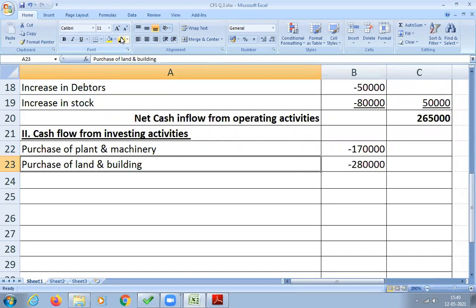Even sale also you have tried. When you are selling, you are going to get the cash. That cash comes under investing activity only. So we have sold 2 assets. Which are those assets we sold? Company has sold.